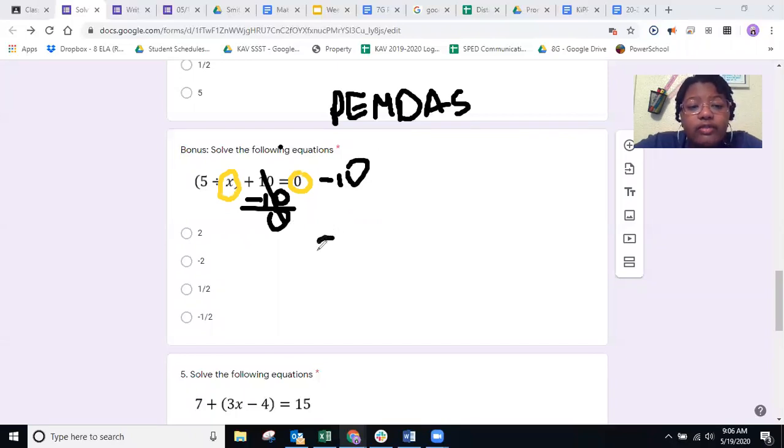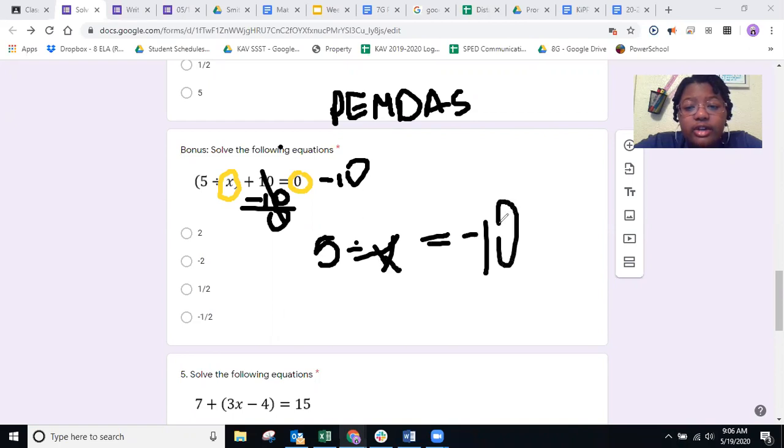And that gives us 5 divided by, not a division sign. Okay, so it gives us 5 divided by x. Sorry about my writing, guys. Equals negative 10. So we have 5 divided by x equals negative 10. Because 0 minus 10 is negative 10, because 0 is smaller than 10. So there's always a negative when it's smaller.